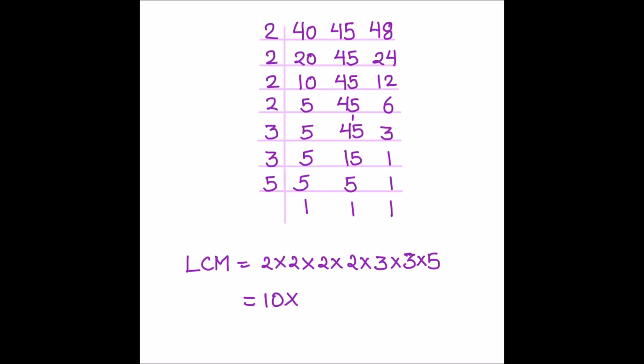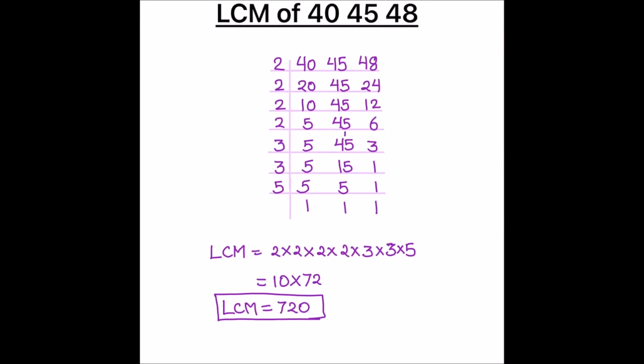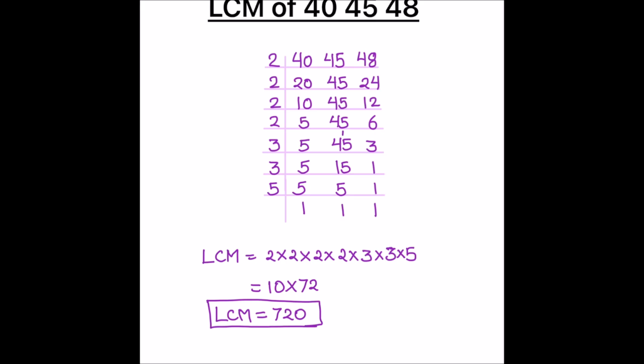And rest of the numbers, 2 times 2 is 4, 4 times 2 is 8, 8 times 3 is 24 and 24 times 3 is 72. And 10 times 72 is 720. So the LCM of the three numbers 40, 45 and 48 is 720. And this is how we find the LCM using prime factorization method.